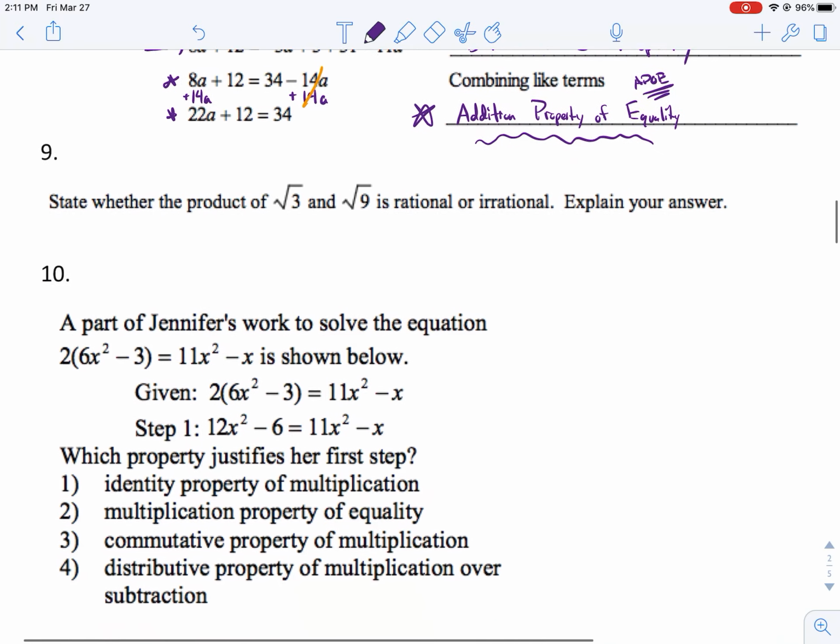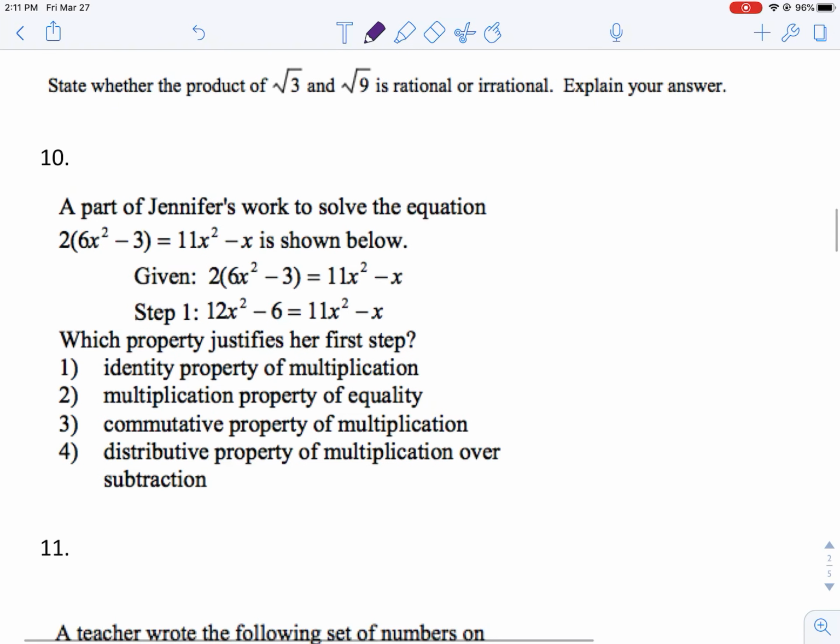Let's take a look at number 9. State whether the product of square root 3 and square root 9 is rational or irrational, and explain your answer. First, whether the product. So we're talking about product here. What we're talking about is multiplication. So they want us to multiply these two numbers. State whether the product of square root 3 and square root 9 is rational or irrational.